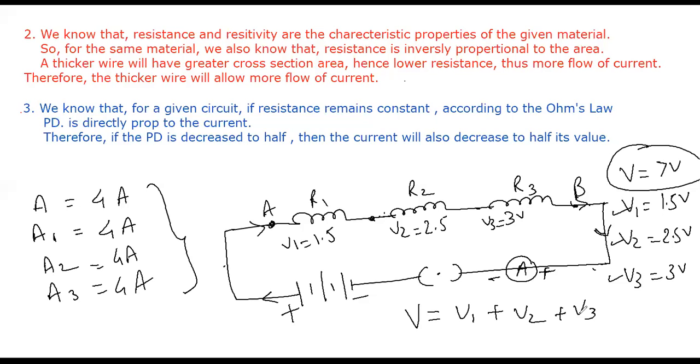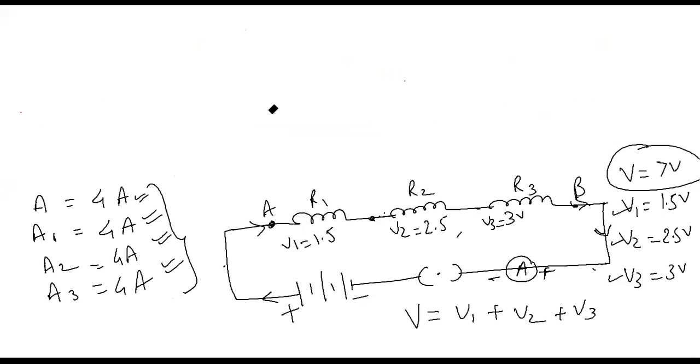Yes, sir. So I find out two conclusions. When the resistances are connected in series, current remains constant. Current does not change. Am I right? But the total potential difference across the circuit is the sum of individual potential differences. Yes or no? And now I have got V is equal to V1 plus V2 plus V3.